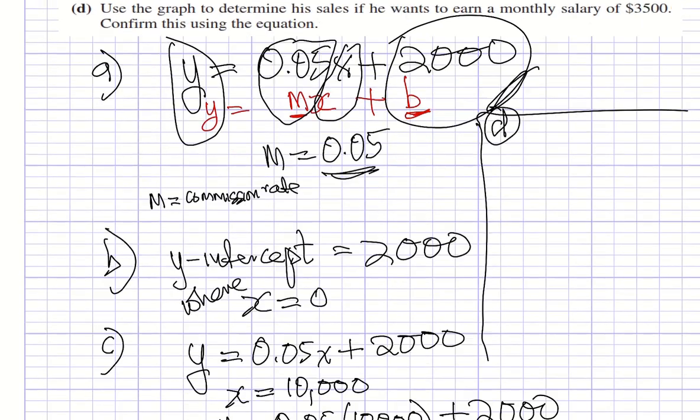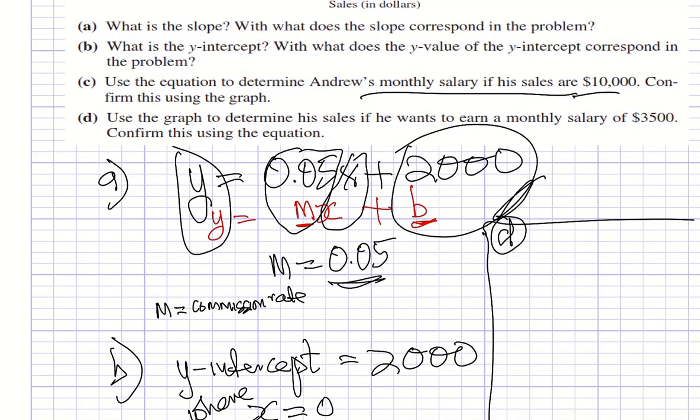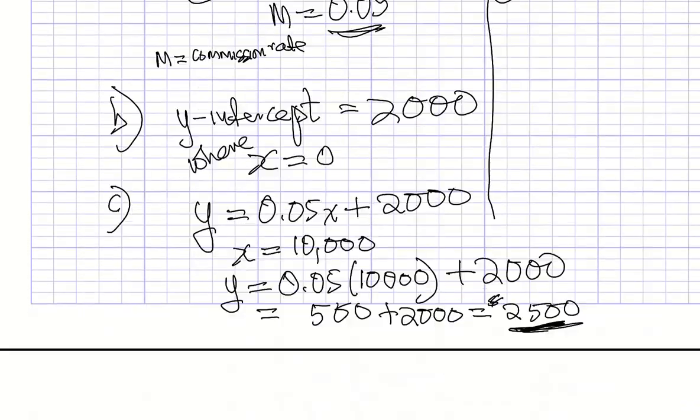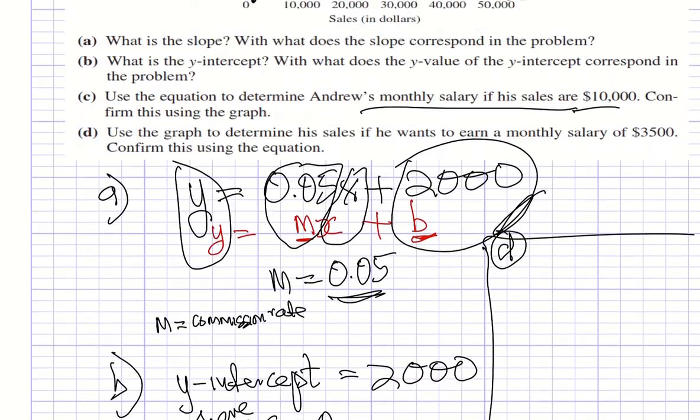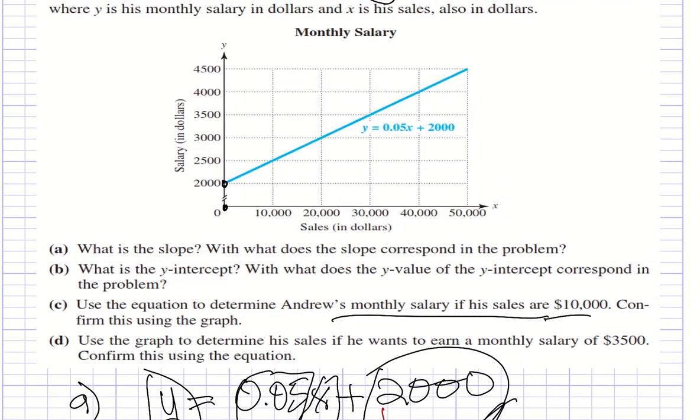Oh, we haven't finished C. What does C say? Use the equation to determine the monthly salary, and confirm this using the graph. We got a monthly salary of 2,500 for sales of 10,000. Sales are here, 10,000 right here, and then you go up. There are two ways you can do it, with the graph or with algebra. So it confirms that it's 2,500.